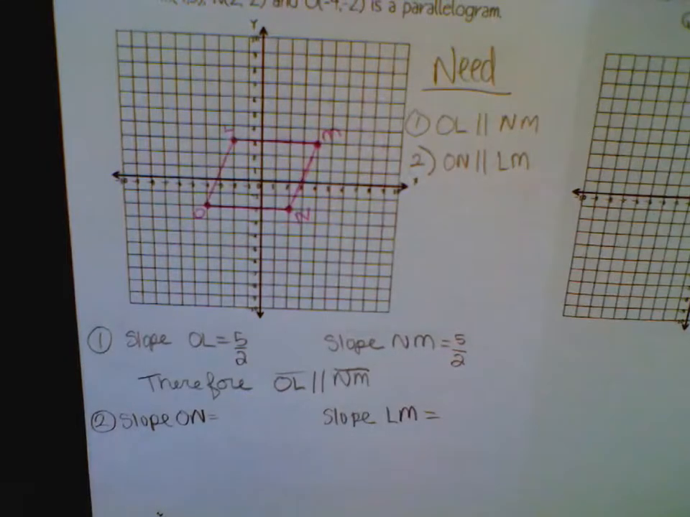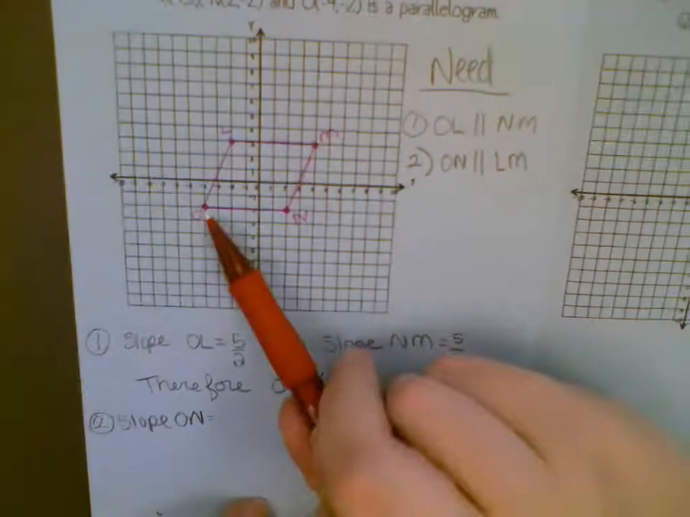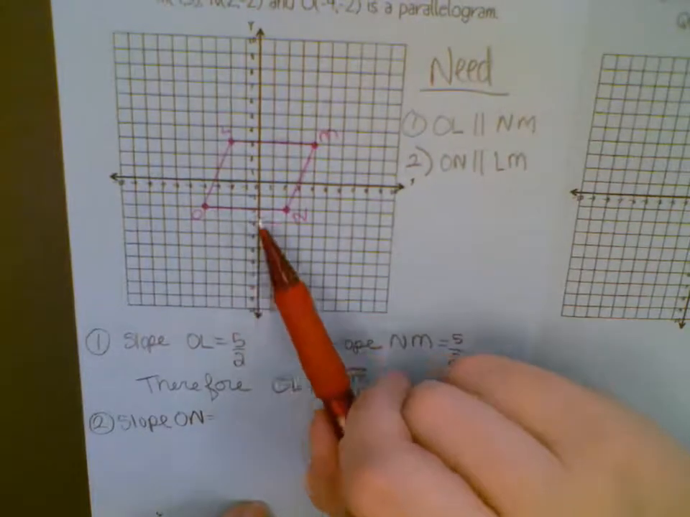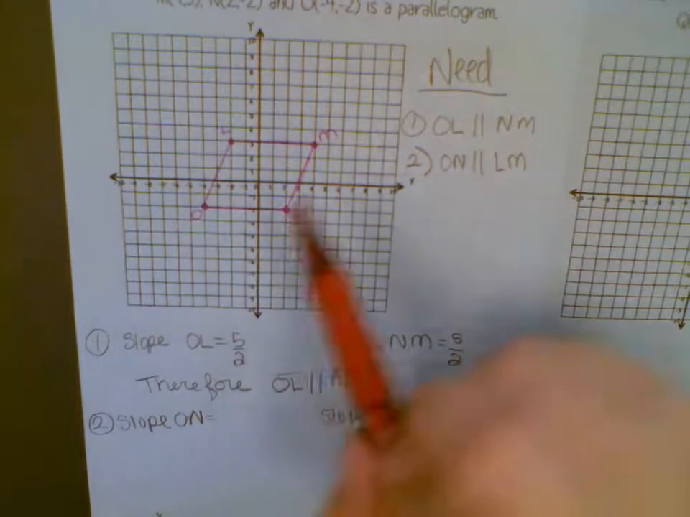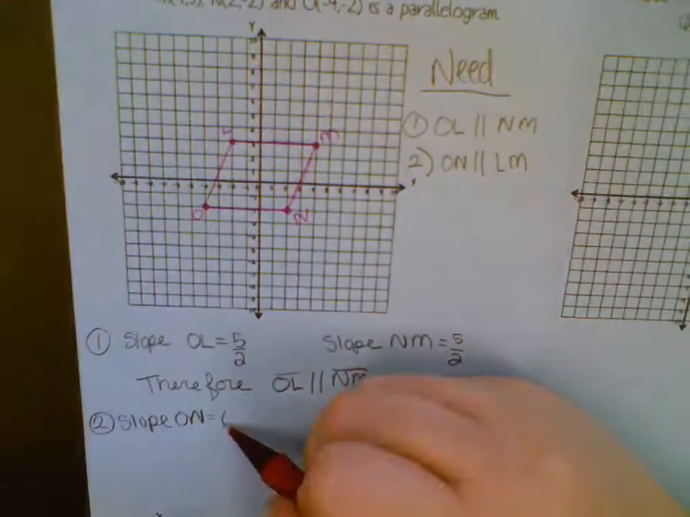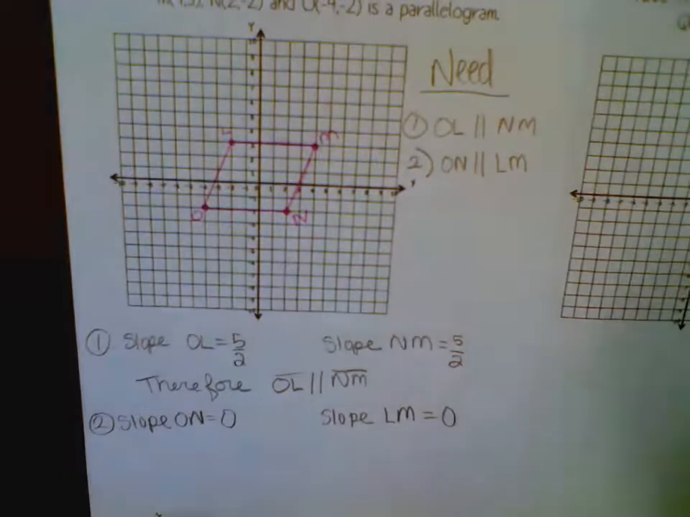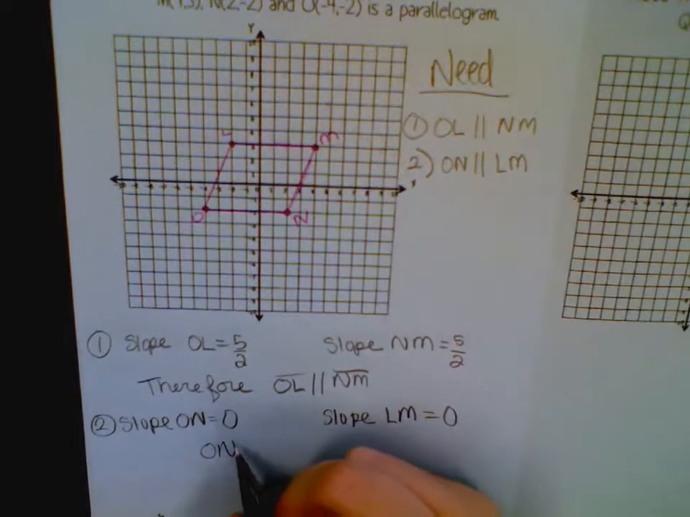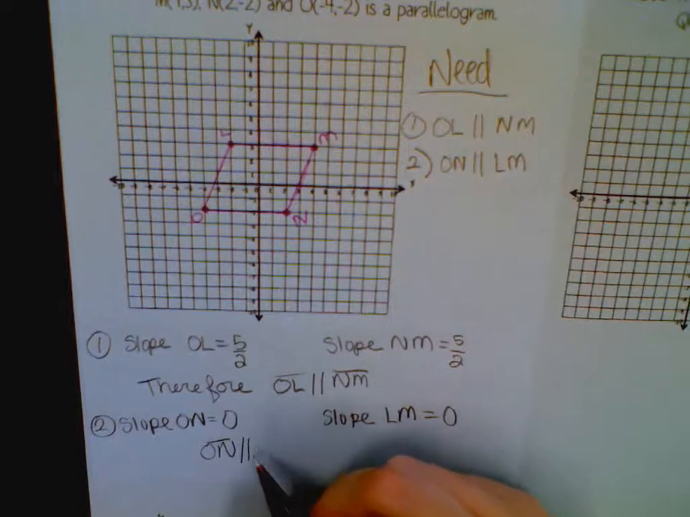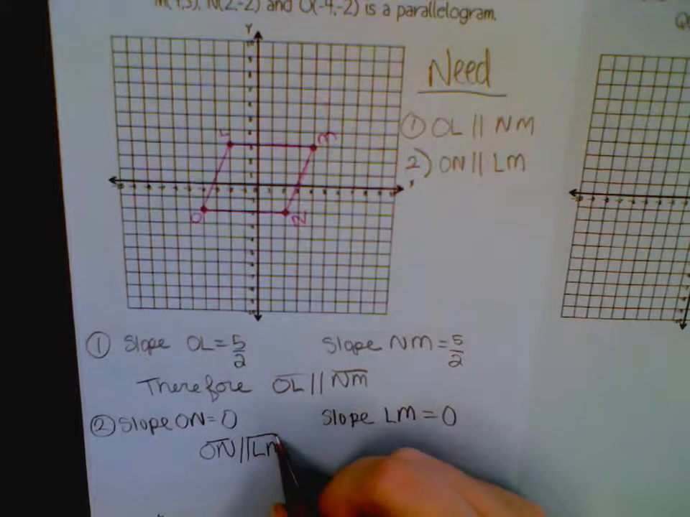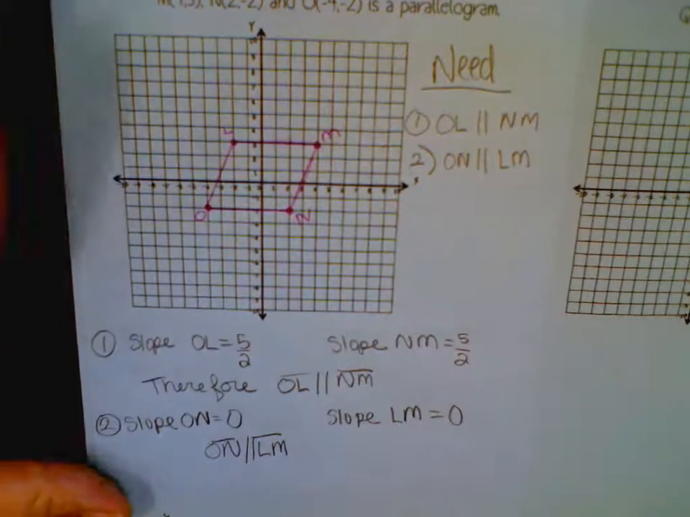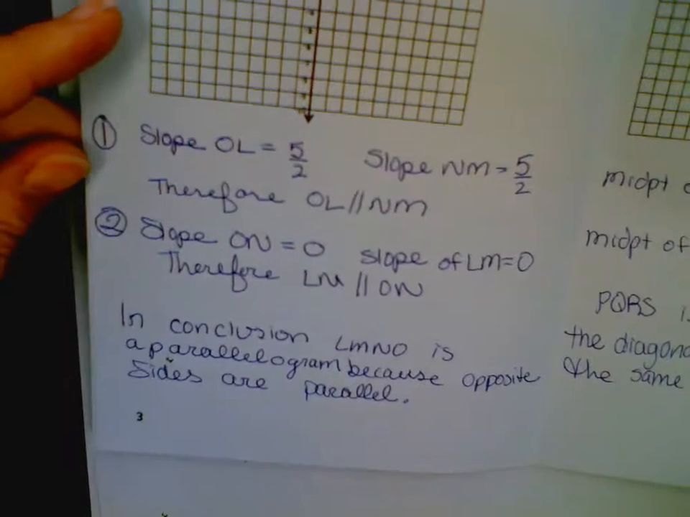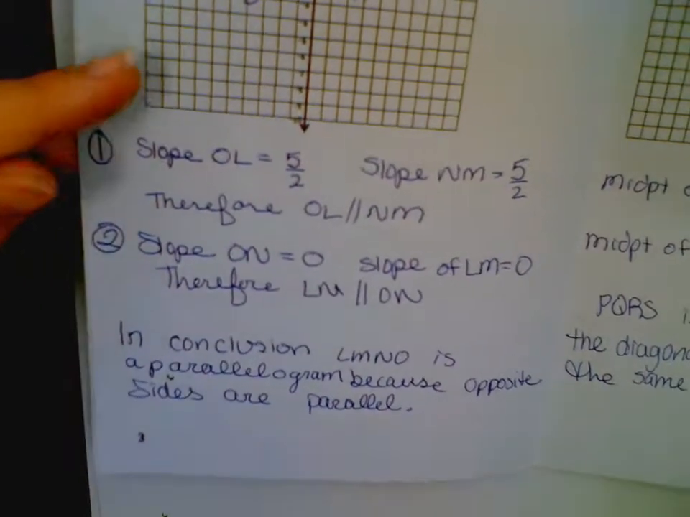So now we need ON and LM. So we rise 0 and we run however much, it doesn't really matter. So the slope is 0. Remember, horizontal lines have 0 slope. And the same is true for the other one. They're both horizontal. So that means that ON is parallel to LM. So that makes this a parallelogram. So we can say in conclusion that it is a parallelogram because opposite sides are parallel.